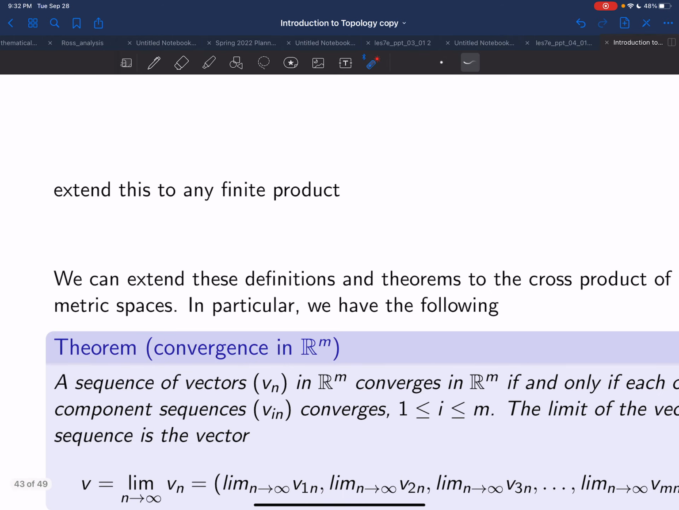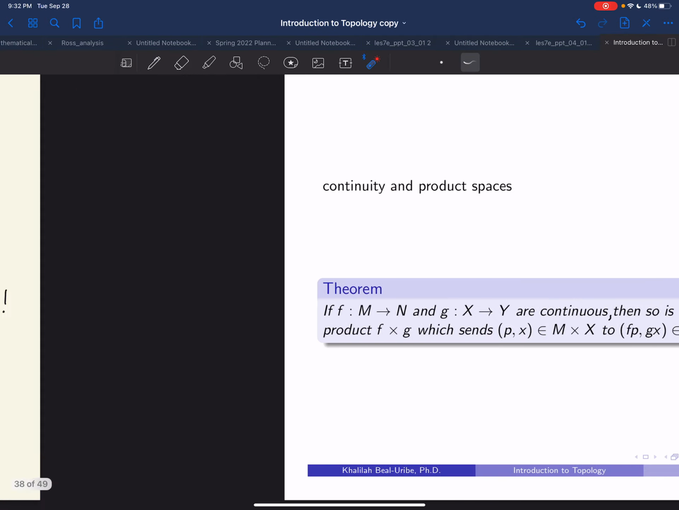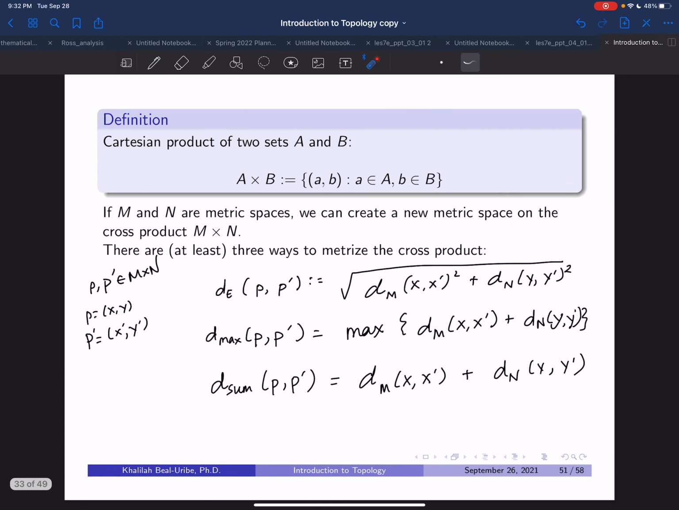Okay, one last topic here is this business about product spaces. So we've done this theory for the cross product of two metric spaces, right? And it turns out we can extend this to any finite product very easily, right? So all we have to do is go back to our metrics. Remember these metrics that we gave, right? Euclidean, max, and sum, and we can extend them.